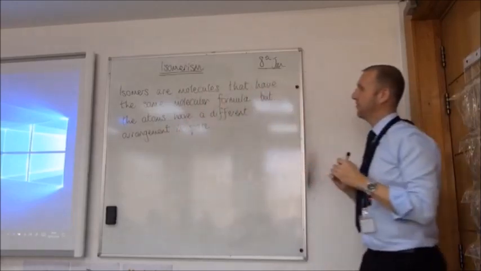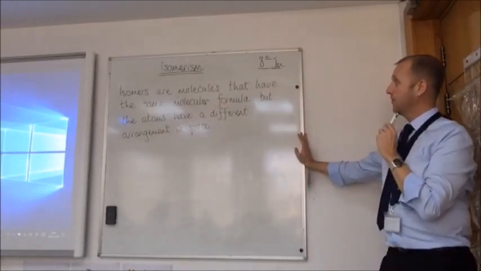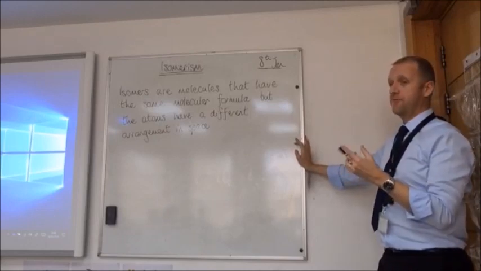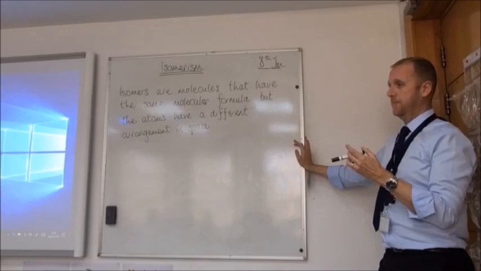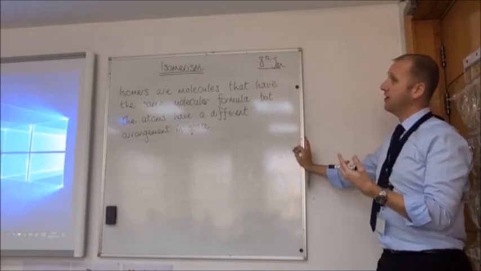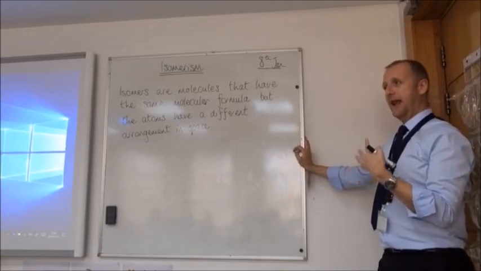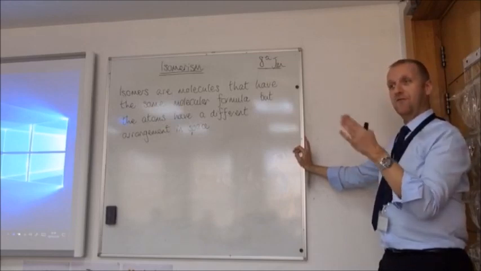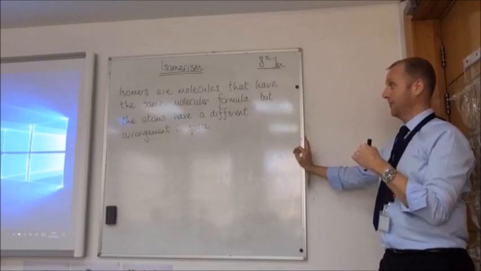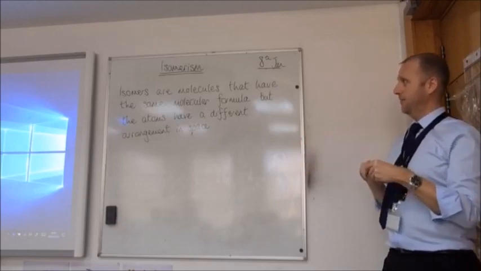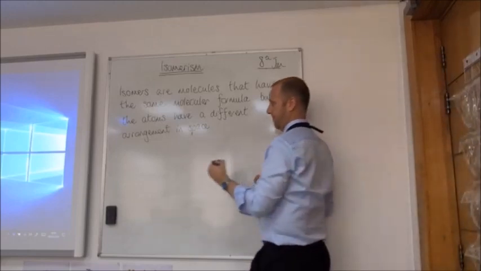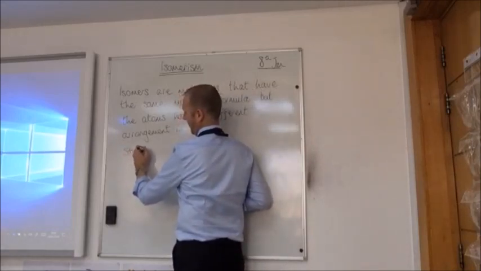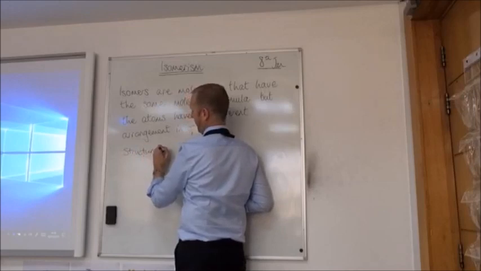Okay, so general definition for isomers. Isomers are molecules that have the same molecular formula, but the atoms have a different arrangement in space. That's a very general definition of isomers. And actually what we're going to come up with are many sub-branches of isomerism. What you've just looked at, and this is the first one we need to play with, are structural isomers.